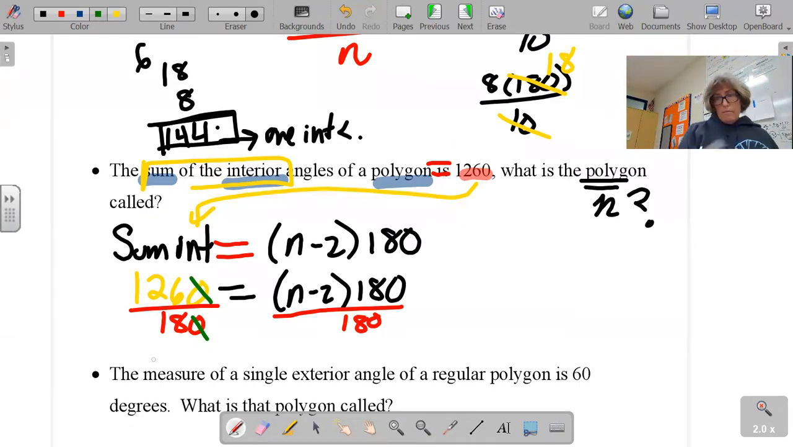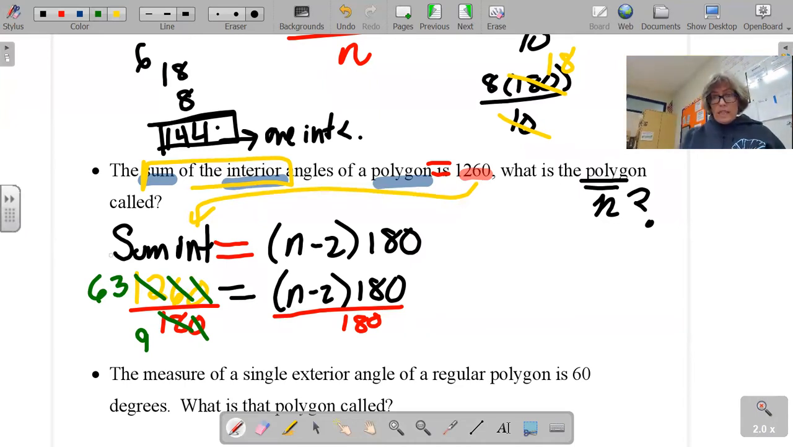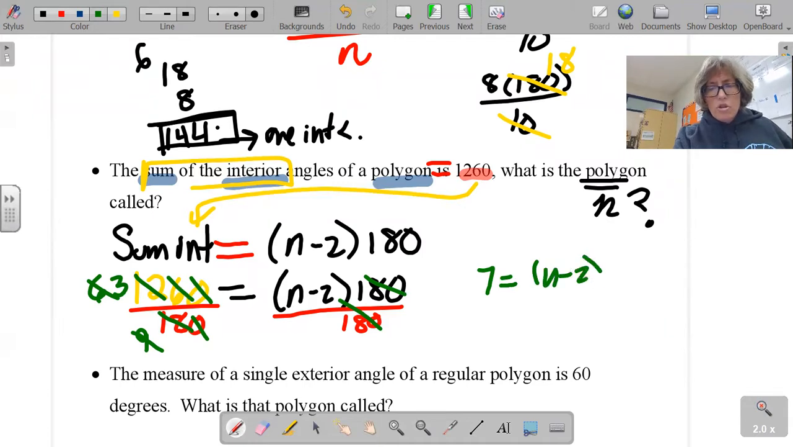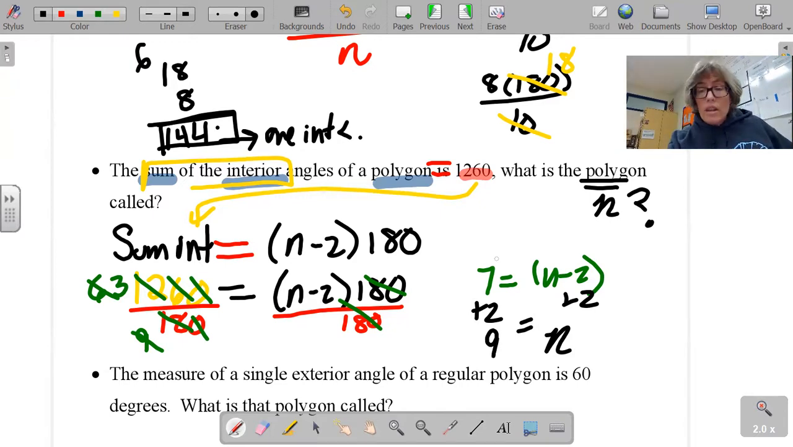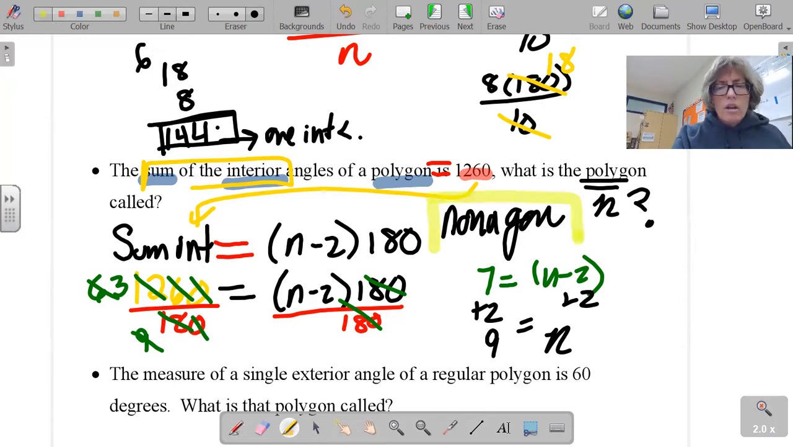So I'm going to start with 2 because it's even. So 2, this is 9. 2 goes in there 63 times. And then if you know your nines fingers, what gets you 63 is 7. So I know that if this cancels on the left, I have 7 equals n minus 2. Now I simply add 2 to both sides. So my number of sides is 9. We're not done because I'm asking what's the name? And the name of a nine-sided shape is a nonagon.